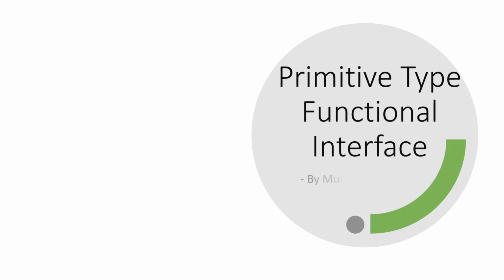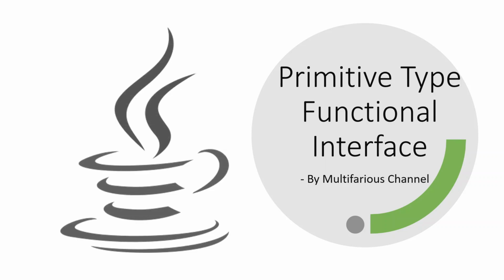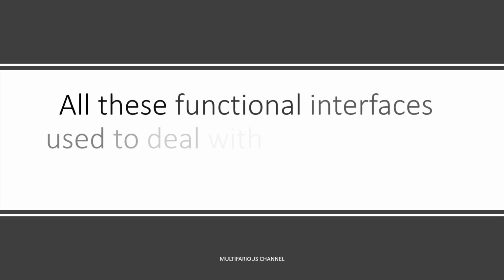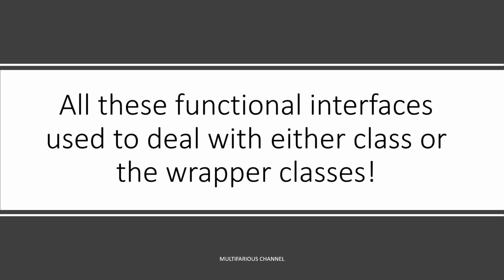So far, we have seen various predefined functional interfaces, their syntaxes, their default and static methods, their chaining, and some of the examples to understand how they can be utilized in our day-to-day life. All these functional interfaces used to deal with either classes or the wrapper classes. But what about primitive types? So Java 8 comes up with a solution to this problem as well. It provides similar variant of functional interfaces for primitive types also.